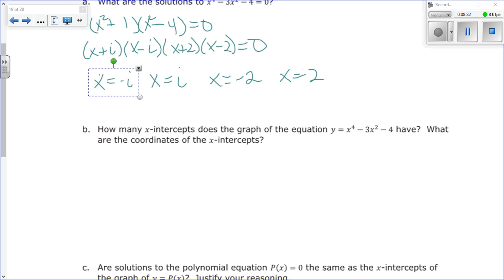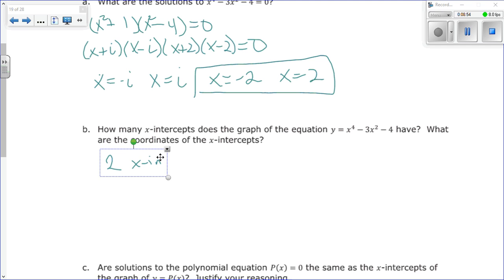Part B. How many x-intercepts does the graph of the equation y equals x to the fourth minus 3x squared minus 4 have? What are the coordinates of the x-intercepts? Well, only these two are actual intercepts because they're real numbers. So the answer is 2 x-intercepts. And it asks for the coordinates of the x-intercepts. So the coordinates would then be negative 2, 0, and 2, 0.